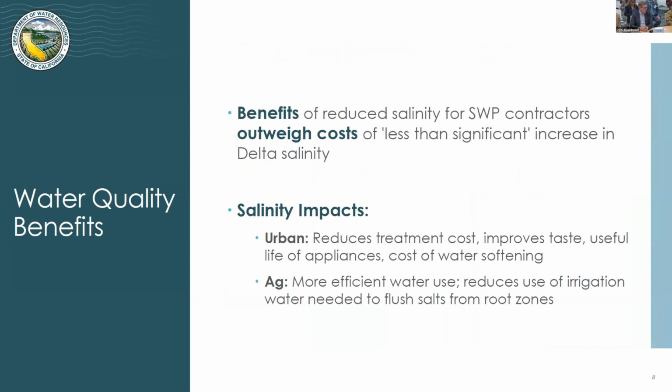The DCP also impacts water quality because it's diverting more frequently from, or diverting to some extent from, the North Delta that has less salinity. We're looking at salinity impacts across both urban customers and agricultural customers. In the urban sector, as you know, less saline water reduces treatment costs, improves taste, extends the useful life of household appliances, and results in reduced costs of water softening. In the agricultural sector, reduced salinity improves the efficiency of water use. It reduces the amount of water that has to be used to flush salt out of the root zone, the so-called leaching fraction.